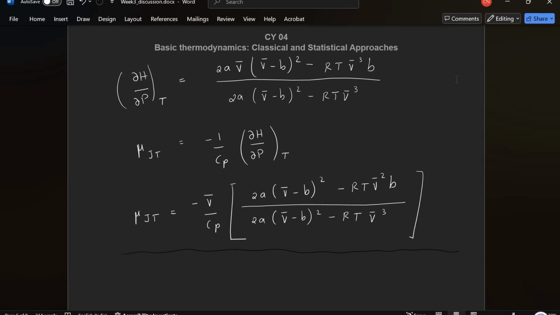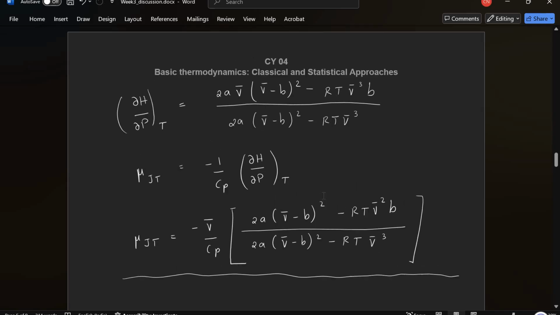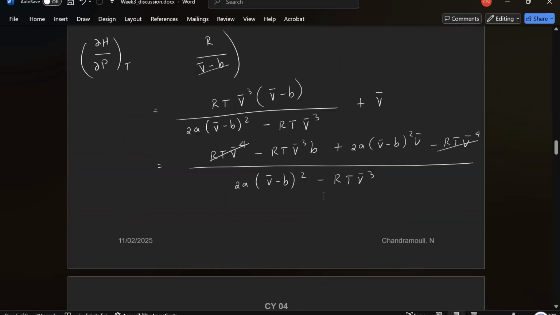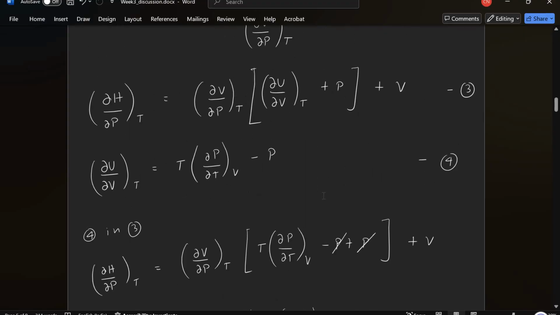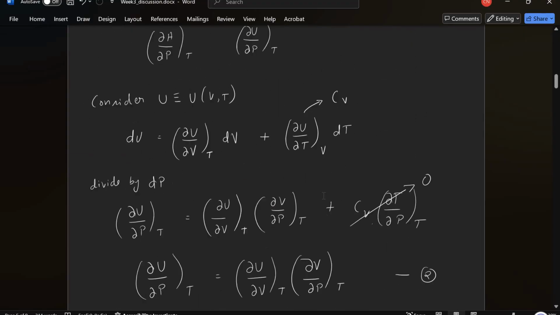For a van der Waals gas. Now I know this looks a little complicated. You have B, you have A playing a role, B playing a role, so it seems to be a little complicated. However, we can make certain assumptions and then see how we can address the question.